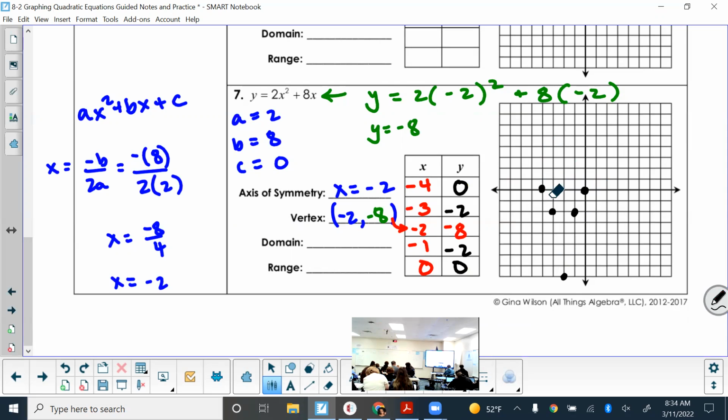All right, so when you're done plotting your points, you can look at the screen. That's what it should look like before you connect the dots. All right, connect your dots. It should make a nice U-shaped parabola. And I'm trying my best to connect the dots, but it probably looks better on your paper.